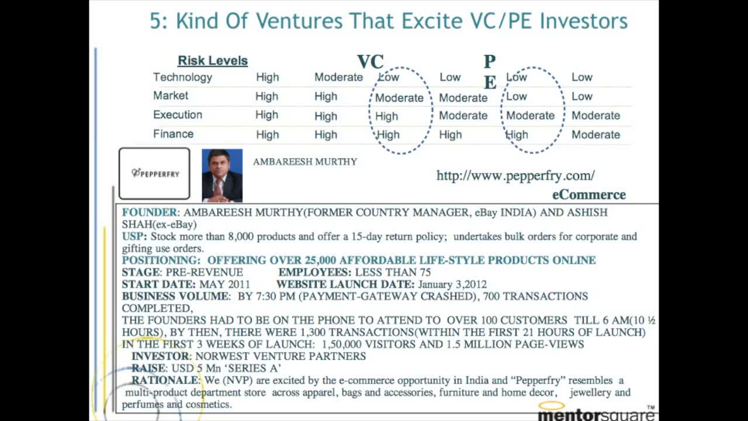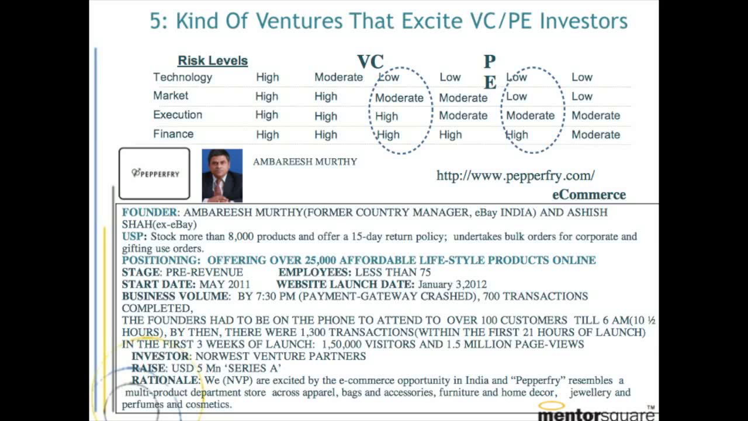It was at pre-revenue stage when it was funded. Employees: less than 75. They started in May 2011 and launched the site on 3rd January 2012. The business volume when they launched, see, this is typically how well prepared they were before launch.